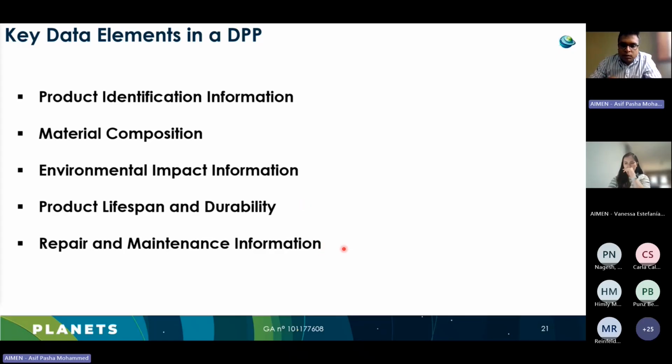And then you have the repair and maintenance information. Some of the information is overlapping with other ones, but here the idea is also to provide detailed instructions on how to repair the product, including part numbers, tools, the suppliers that will provide the service, and so on. What kind of spare parts are available, and the expected availability period, if the information related to the suppliers is also included in this.